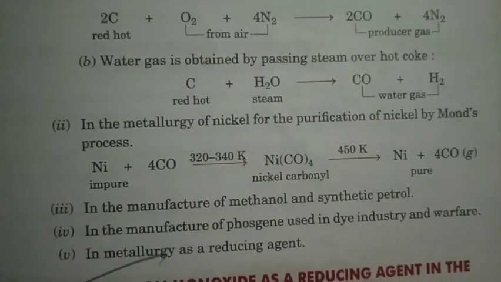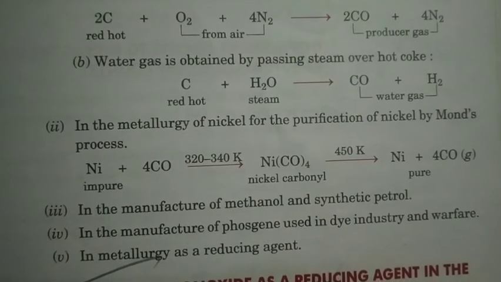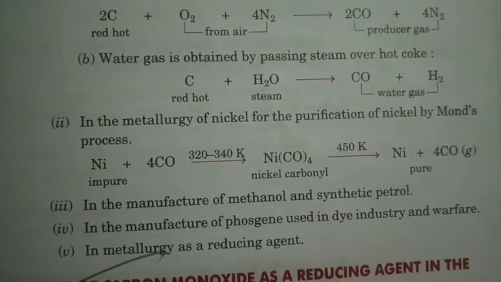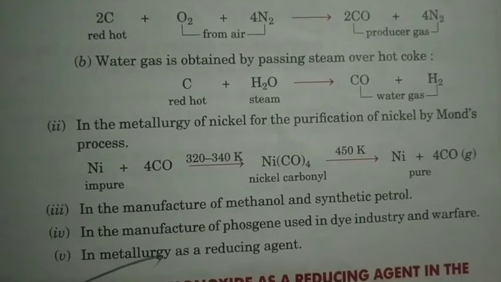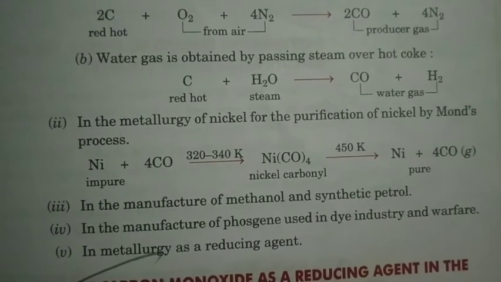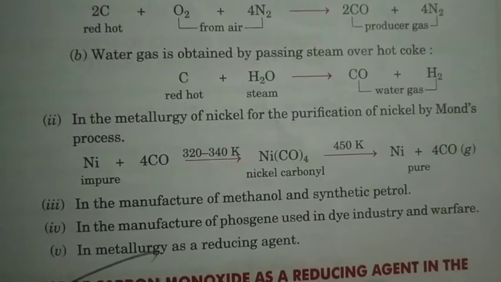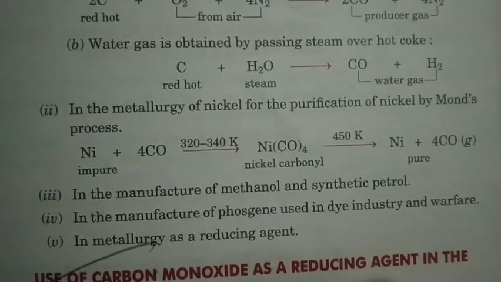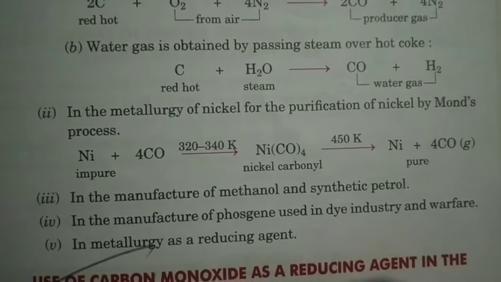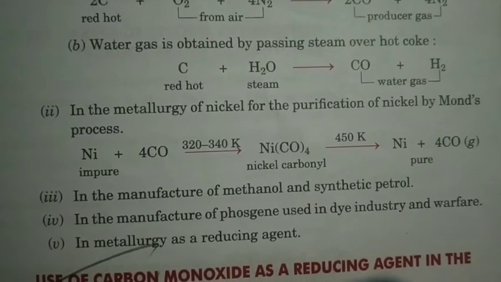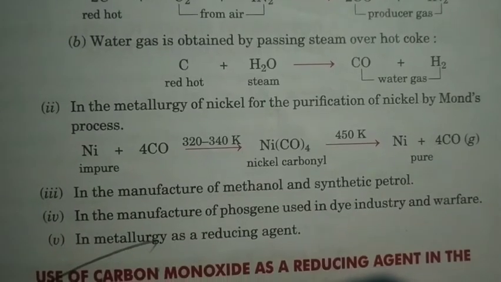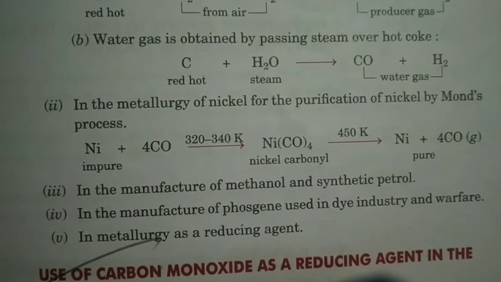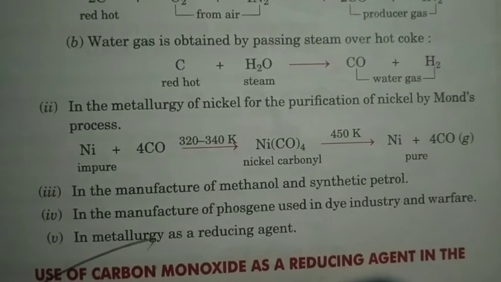In the metallurgy of nickel, for the purification of nickel by the Mond process, you see here on the left side, impure nickel is present. So we pass carbon monoxide gas over it at a temperature of 320 to 340 Kelvin. It forms nickel carbonyl, that is Ni(CO)4. Now if you supply more heat to it, that is at 450 Kelvin, it forms pure nickel plus carbon monoxide.